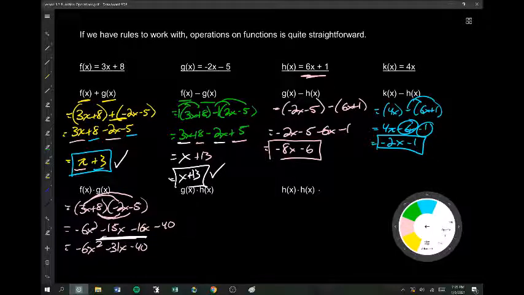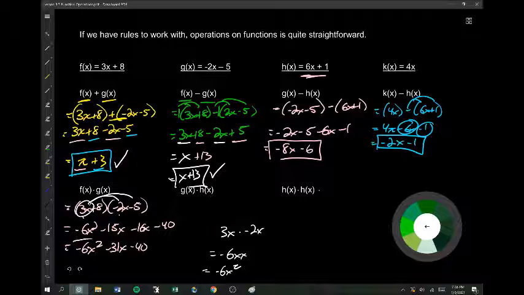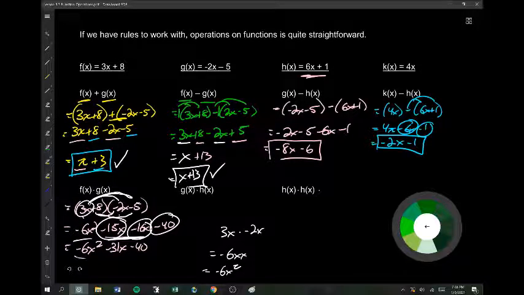Okay, if that felt like a lot that was real fast, I can talk through it again. If it didn't, you can fast forward a few seconds. But I'm doing this: 3x is multiplying to each of these terms. So 3x times negative 2x is negative 6x squared. Here, 3x times negative 5 is negative 15x. 8 times negative 2x is negative 16x. And positive 8 times negative 5 is negative 40. Then combine the like terms in the middle, and you get this.